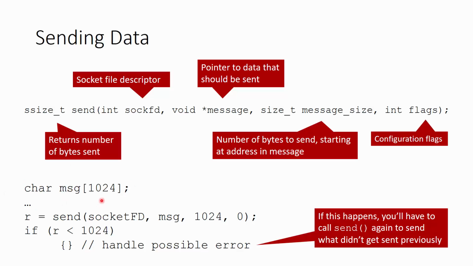So imagine we have some message that we've created and set to some value, and then we just send it with the send call. Here is socketFD, here's the message, 1024 is the size that we're going to send. Here we're assuming that message has been completely filled with bytes that we're going to send. r is the result of what we sent. And if r is anything less than 1024, then there may have been an error. If this happens, just put a loop around send and send again what didn't get sent previously. So if it sends 1,000 bytes, you need to send the last 24 again.